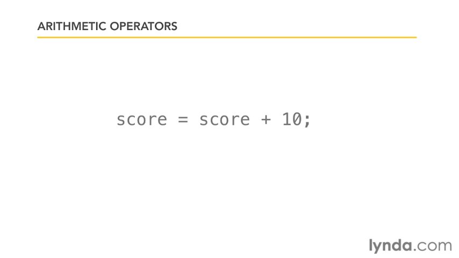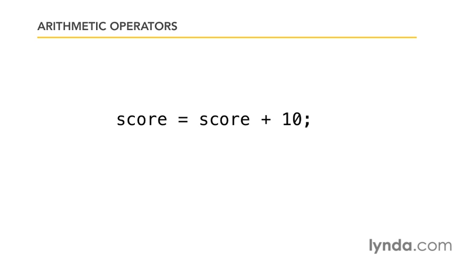Now, one thing that's very common is to see the same variable name on both sides of the equal sign. But remember, what we're looking at is to evaluate whatever's on the right-hand side. We take that as an expression. So the first thing we do here is we look at whatever the current value of score is, and then we'll add 10 to it. And then we'll store the result in the variable score. So if its score is 100, it'll now be 110.